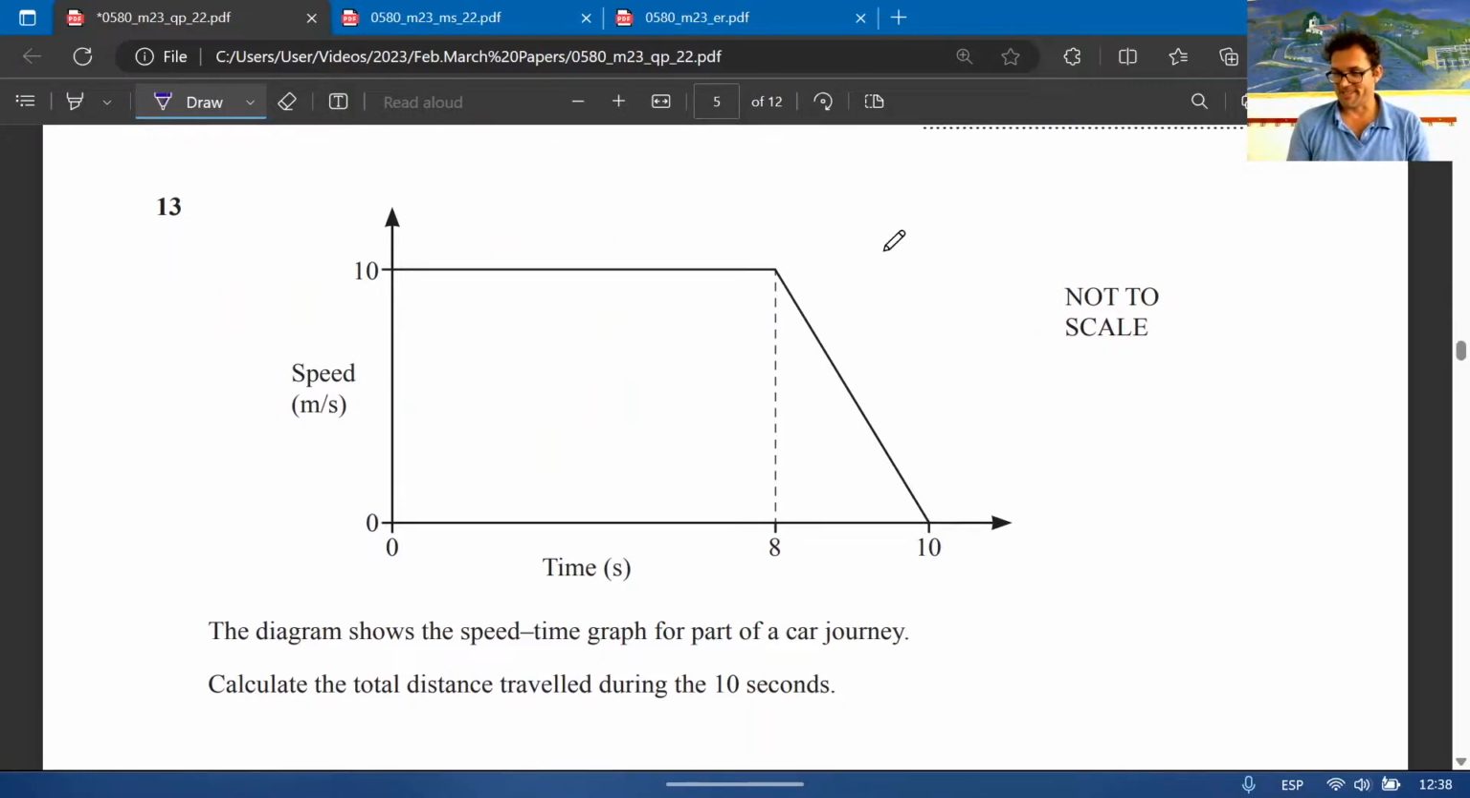Question 13. Speed time graph. Alright, what do we need to remember about speed time graphs? Is that the area under the graph is the distance. Look at this, right?